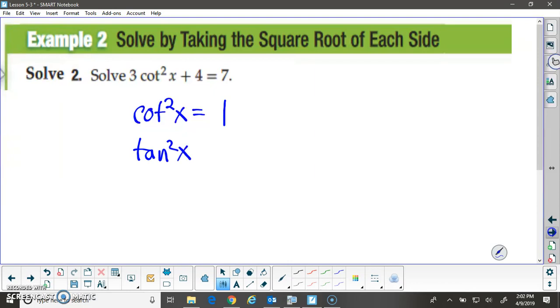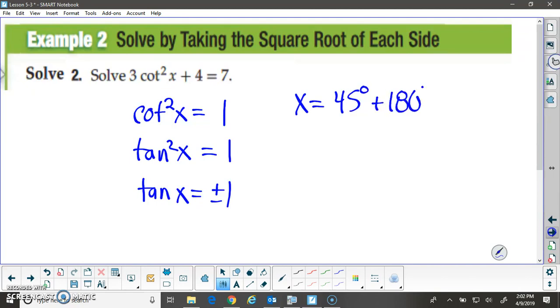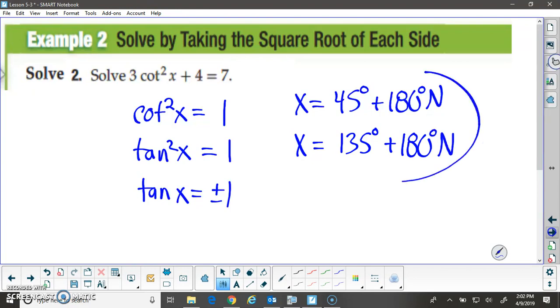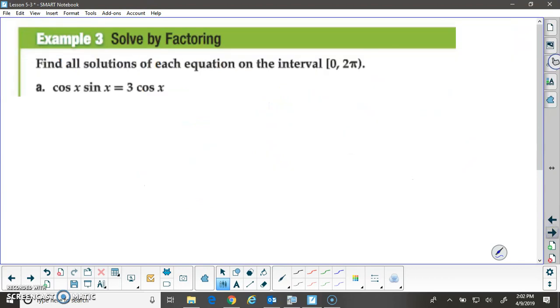So we've now got tangent squared of x on the left, which means I need to reciprocate the right-hand side, and the reciprocal of 1 is just 1. Now I square up both sides, and that gives me plus or minus 1. And so now we go to the unit circle, and tangent equals 1 at 45 degrees, and tangent equals negative 1 at 135. So two separate expressions for all of our solutions there.